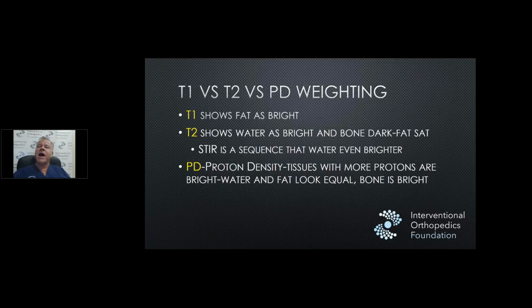So different types of weighting for sequences. There's a T1 sequence which shows fat as bright. There's a T2 which shows water as bright and bone as dark. There's a subset of T2 sequences called STIR or IR, which is short tau inversion recovery. And all they are is they make water even brighter. They're also sometimes called fat sat sequences. And then there's a proton density image where if something has more protons, it's bright.